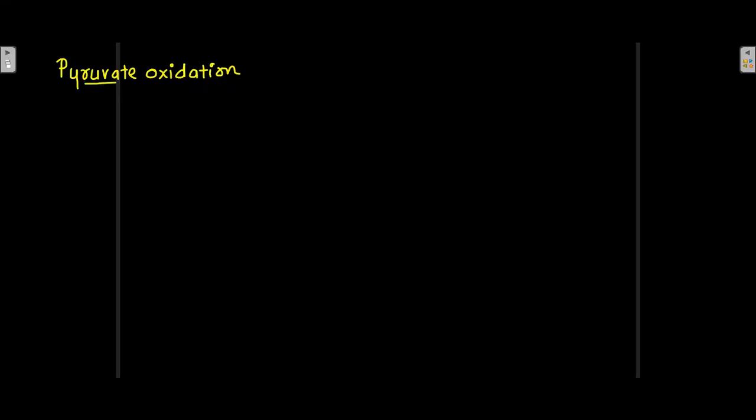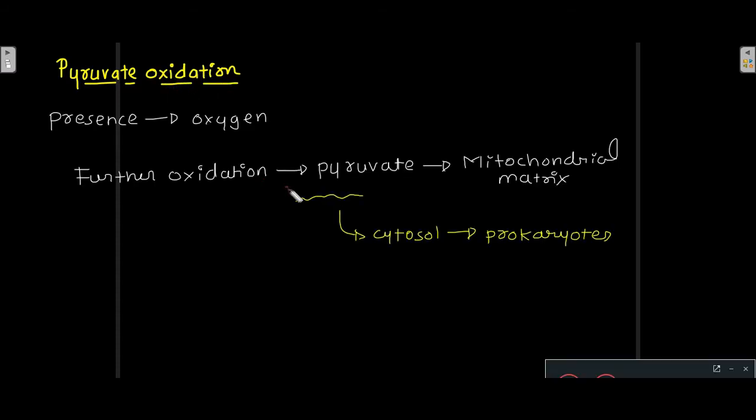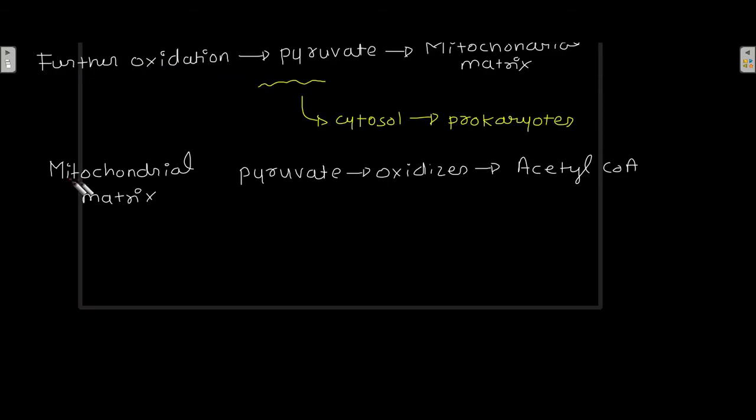Pyruvate oxidation. Now, in the presence of oxygen, further oxidation of pyruvate occurs in the mitochondrial matrix in case of eukaryotes. If mitochondria is not present, it is a prokaryote, then the further oxidation of pyruvate occurs in the cytosol. In case of prokaryotes, the oxidation of pyruvate takes place in cytosol, otherwise it occurs in the mitochondrial matrix. Now, in the mitochondrial matrix, the pyruvate first oxidizes to form acetyl coenzyme A.